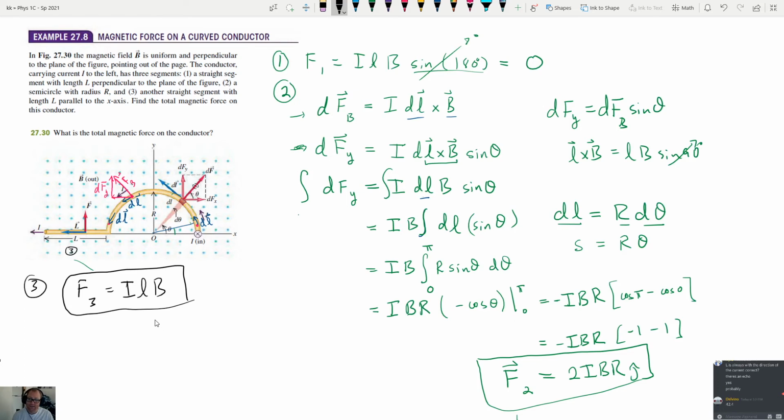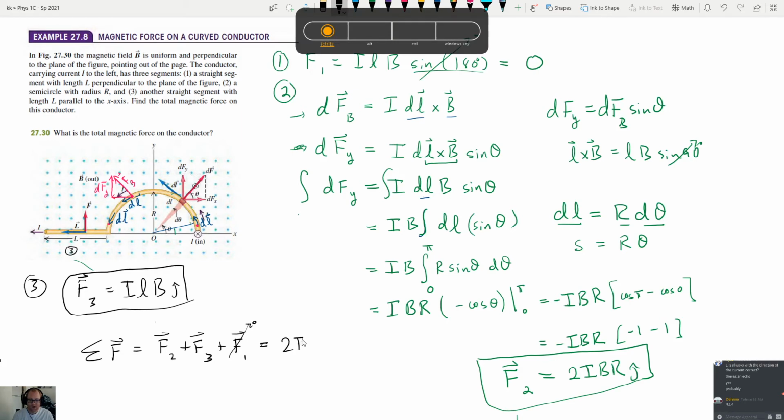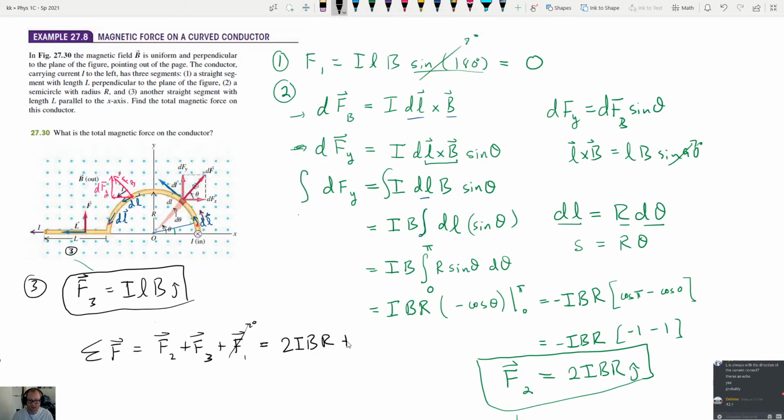So our goal, oh, and this one's also up, so we could put a vector here, put a little j hat on here. So then if we sum up all of our forces, which is going to be F2 plus F3 because F1 was 0. I'll put F1 in here as well, but just indicate that this we found was 0. Then we end up getting, let's do it in order, 2IBR plus ILB, and all of that is multiplied by j hat.